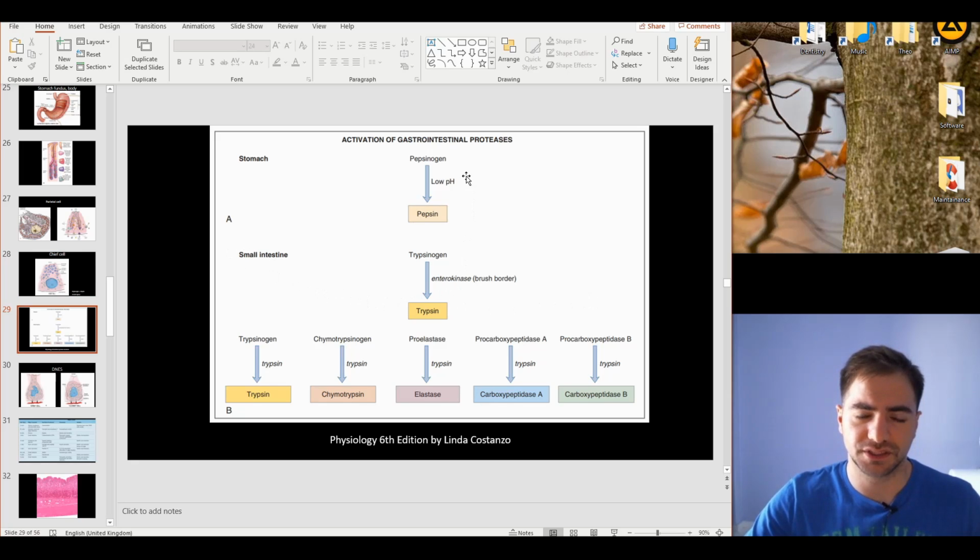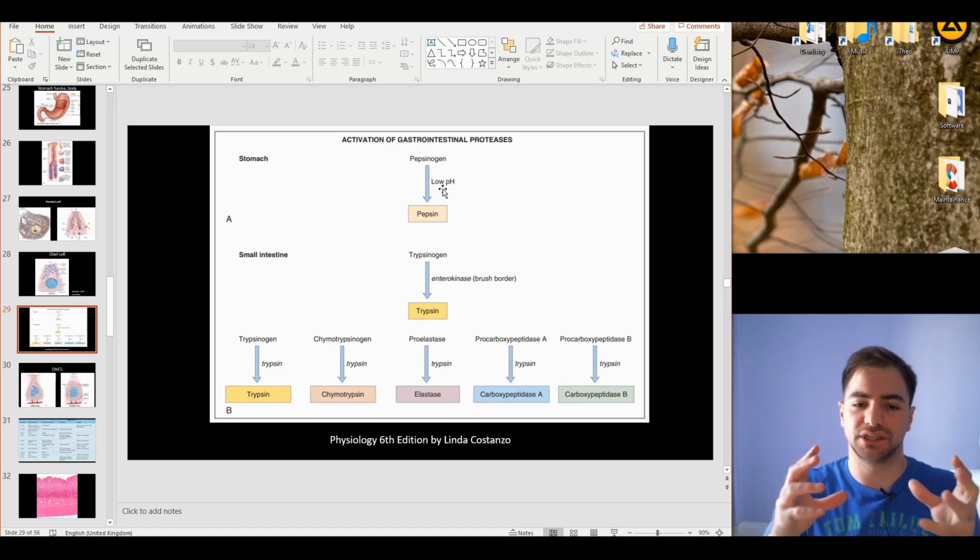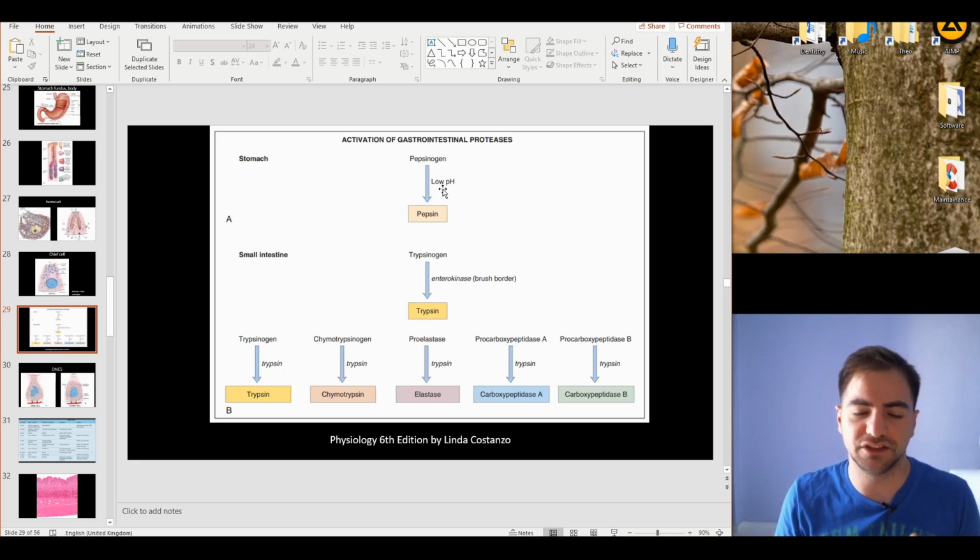So this is again the activation. This is a very nice table. This is from the Physiology, 6th edition, by Linda Costanzo. Generally, in my belief, this specific book is one of the best books that I've seen in physiology. It actually helps you understand many things with really very well established methods. And for me, that was the one that I used to understand physiology.